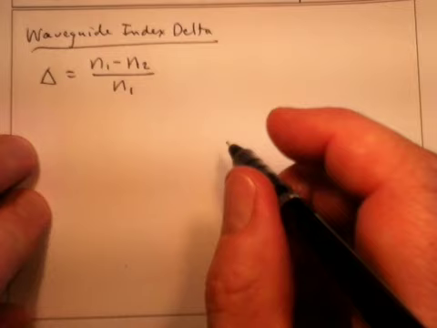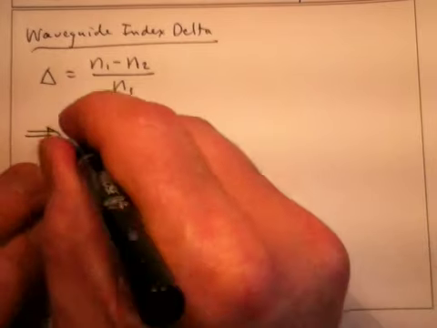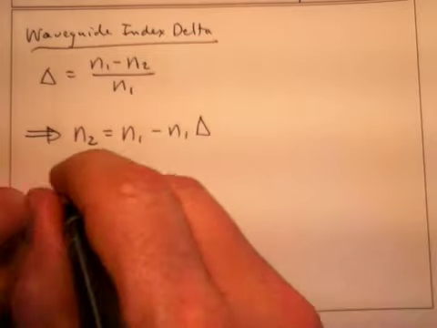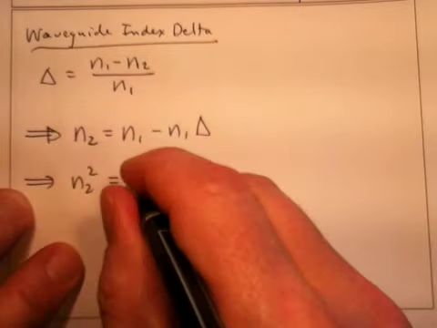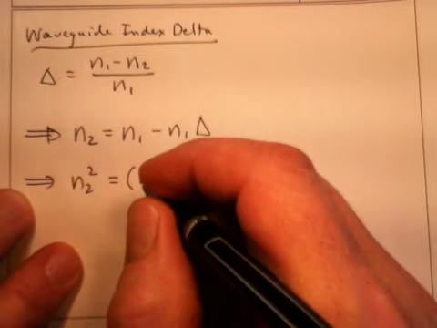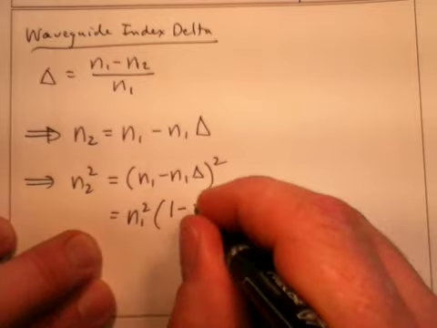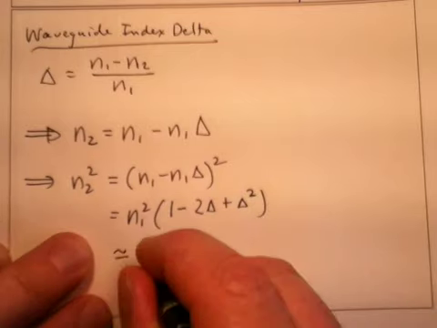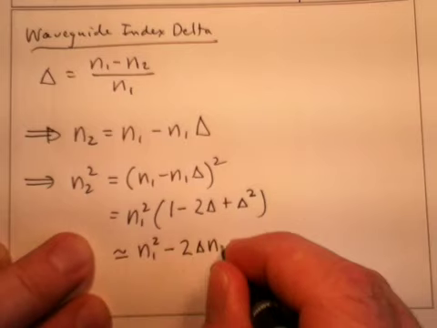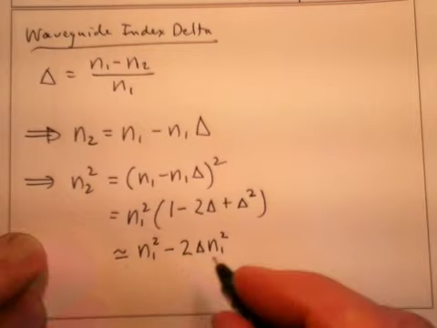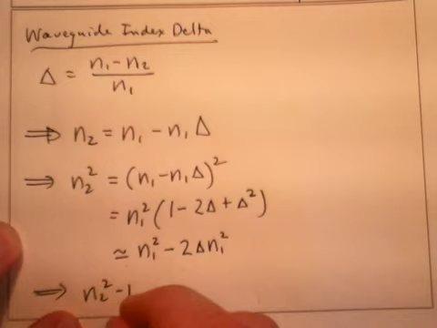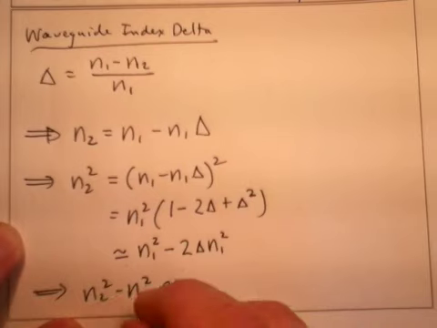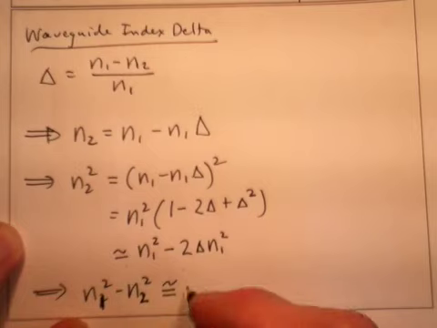And we can put NA in terms of delta. We can write that n2 is equal to n1 minus n1 times delta. And we can therefore write that n2 squared is this thing squared, which comes to be n1 squared times 1 minus 2 delta plus delta squared. But if delta is small, then this is approximately equal to n1 squared minus 2 delta n1 squared. In other words, n1 squared minus n2 squared is approximately equal to 2 delta n1 squared.